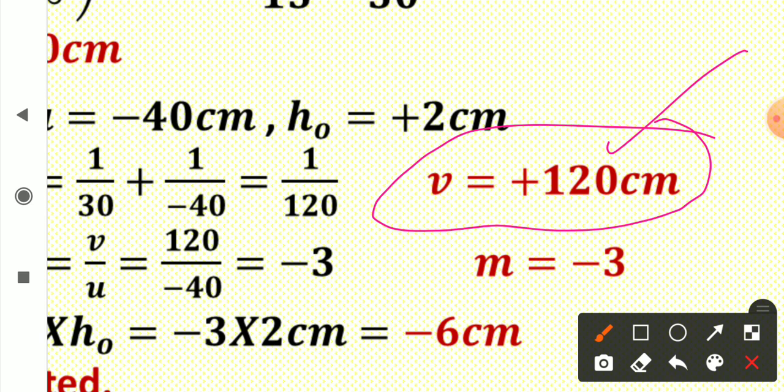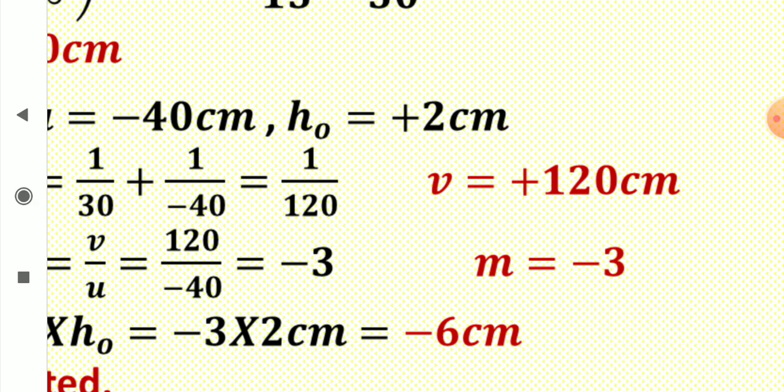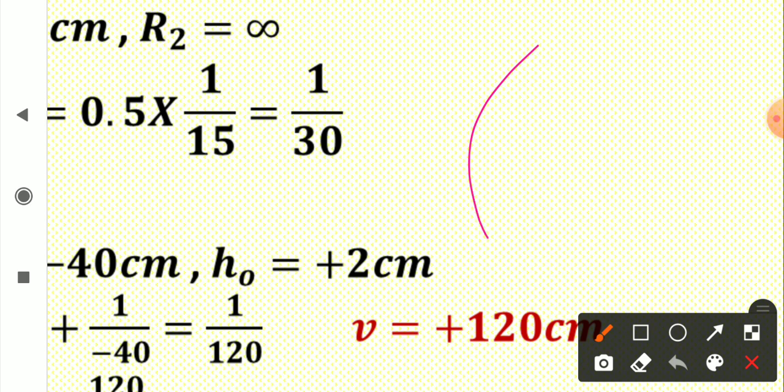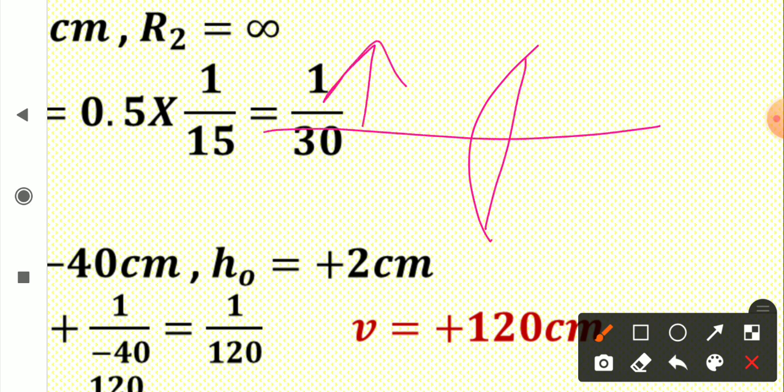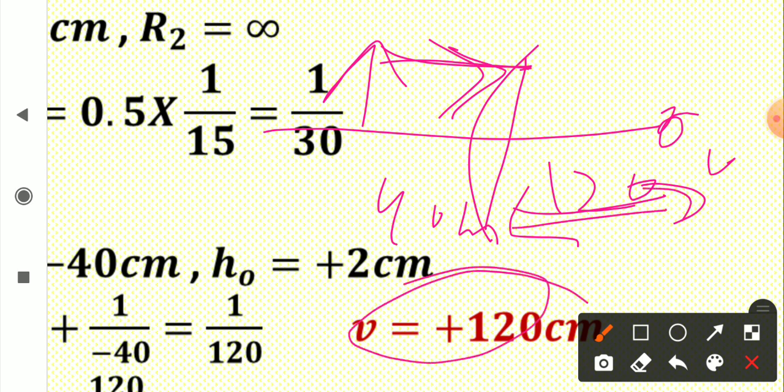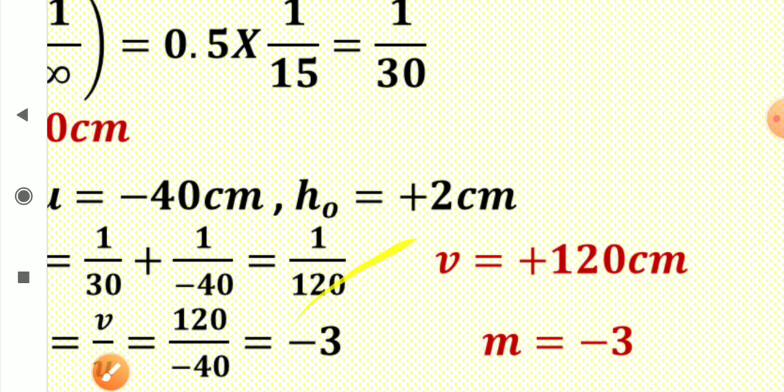That means the image is formed on the other side, the right side of the lens. If my lens is like this and the object is placed here, then its image is formed somewhere here. It was 40 centimeter here and the image is formed at 120 centimeter on the right side, along the direction of the incident ray, because v is positive.